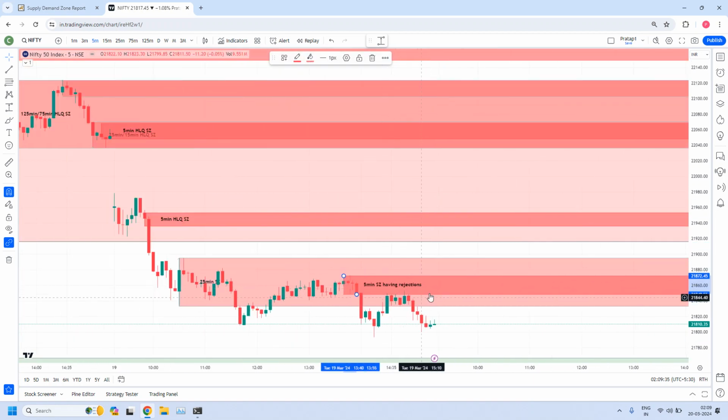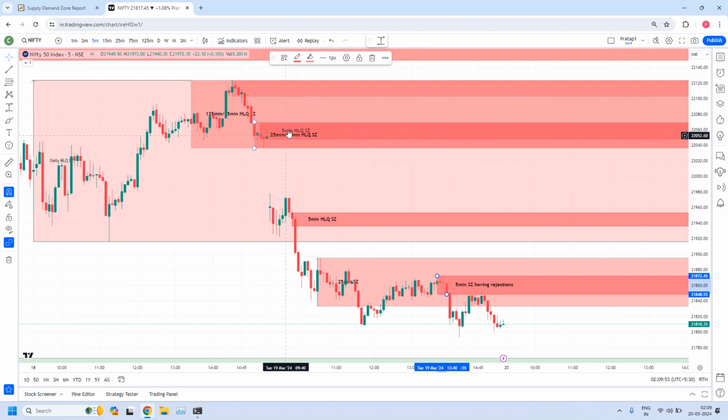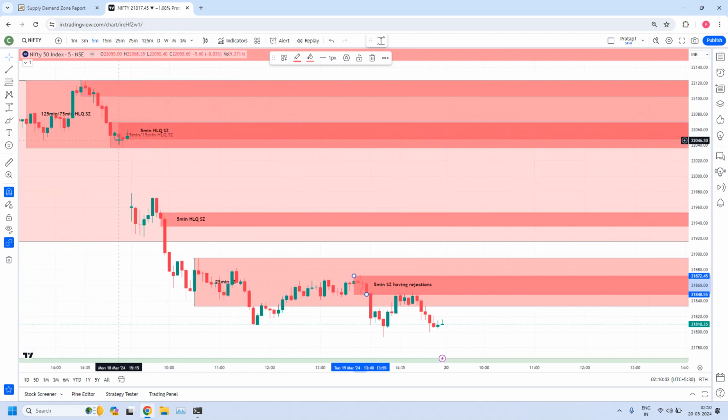So probably this might be holding. If this is violated, next, this 5 minutes high liquidity supply zone will be holding the prices. If this is violated, we have a pro gap area that might be holding the prices. And after that, this 5 minutes high liquidity zone inside a 15 minutes high liquidity zone, which is inside a 75 minutes high liquidity zone, which is inside daily. This is a very powerful area. So that's why you need to keep an eye on this.